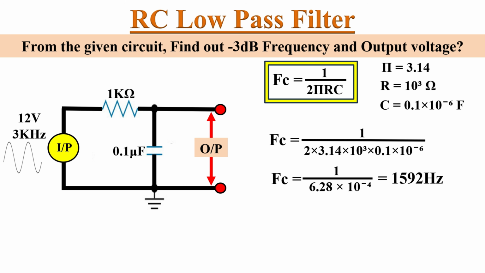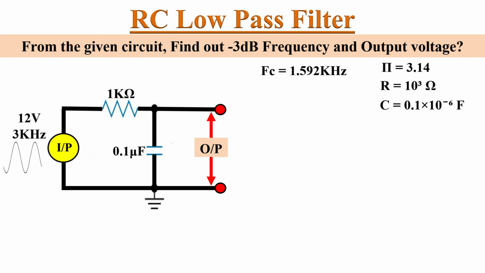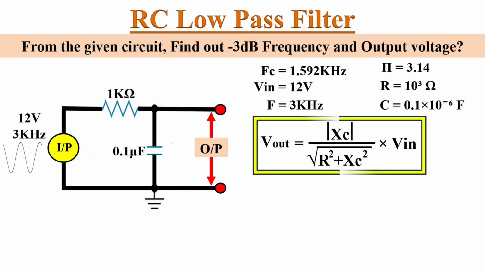That equals 1592 Hz or 1.592 kHz as the cutoff frequency of this low pass filter circuit. So now we need to find Vout at an input voltage of 12 volts and 3 kHz frequency. Here, to find Vout, we must use this equation. Vout equals mod of Xc divided by the whole root of R square plus Xc square, into Vin.